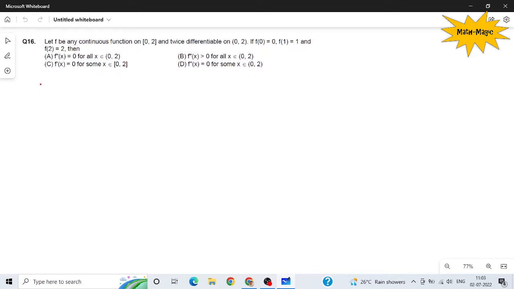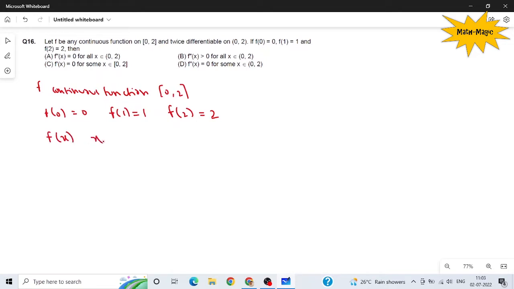So now we have a function f which is continuous in the closed interval [0, 2], and it is twice differentiable on the open interval (0, 2). We have f(0) equal to 0, f(1) equal to 1, f(2) equal to 2. So at these 3 points, f of x has the same value as the function x. At the points 0, 1 and 2, f of x has the same value as x.